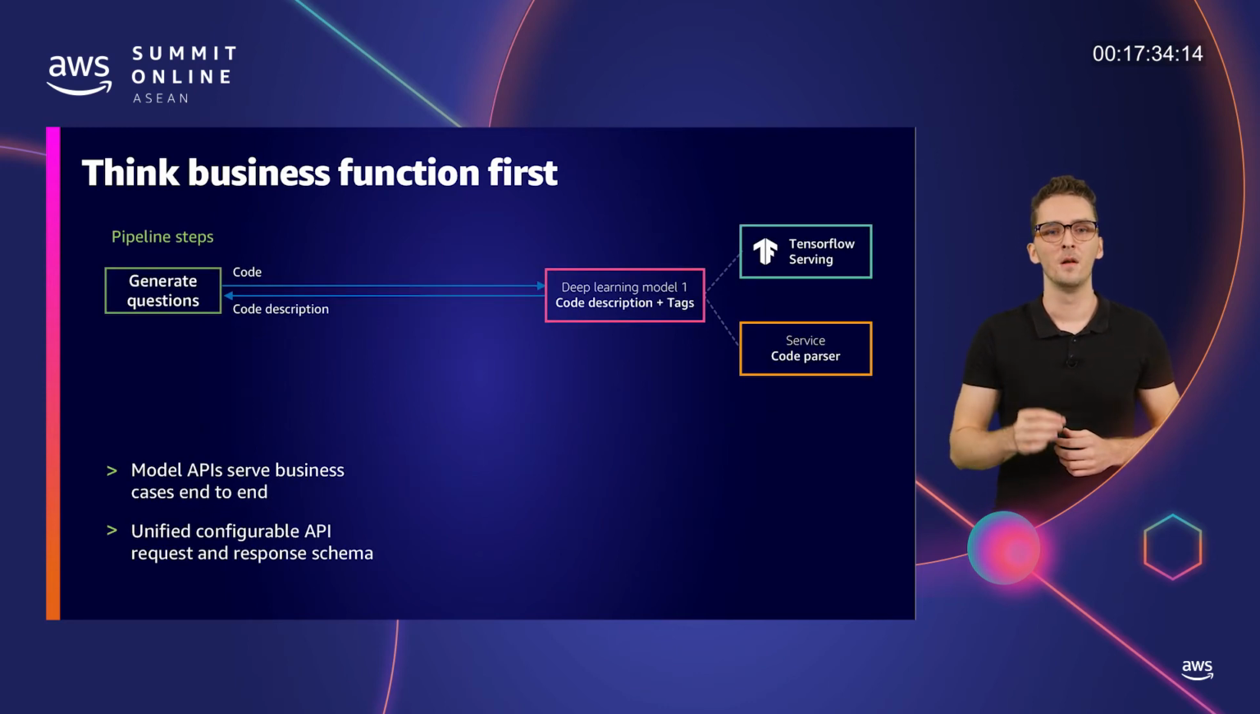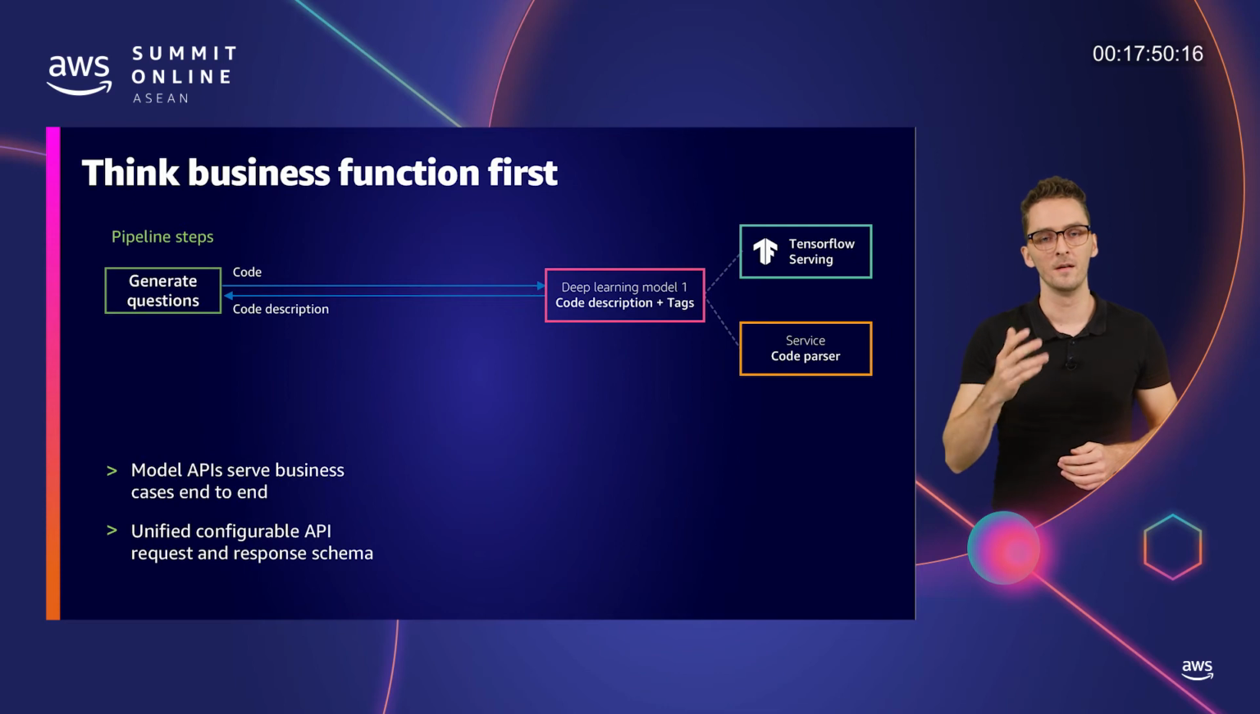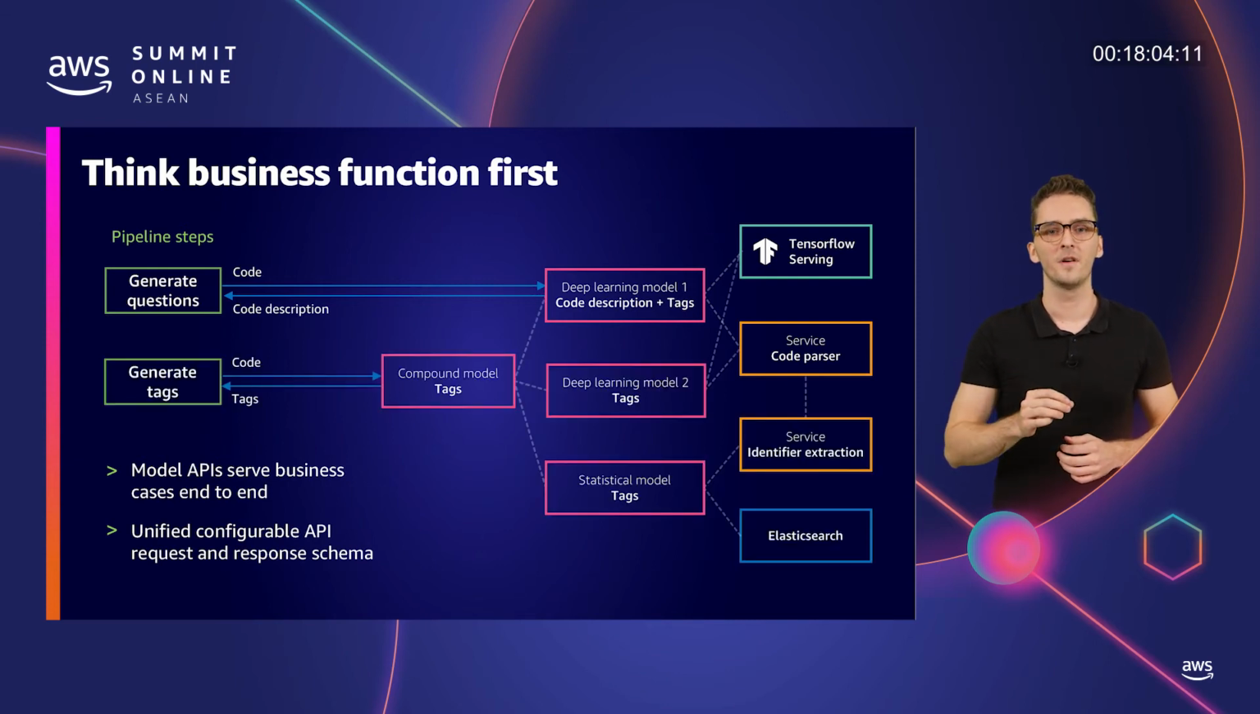Let me give you an example of how we generate code descriptions. Our data pipeline calls an API, sends the source code, and gets the code description back. The model deployment itself takes care of the correct pre-processing, model inference, and post-processing, end-to-end. Across all our models, we use a unified and configurable schema for API requests and responses that is easy to use and to remember. A single business function can get a lot more complicated than that.